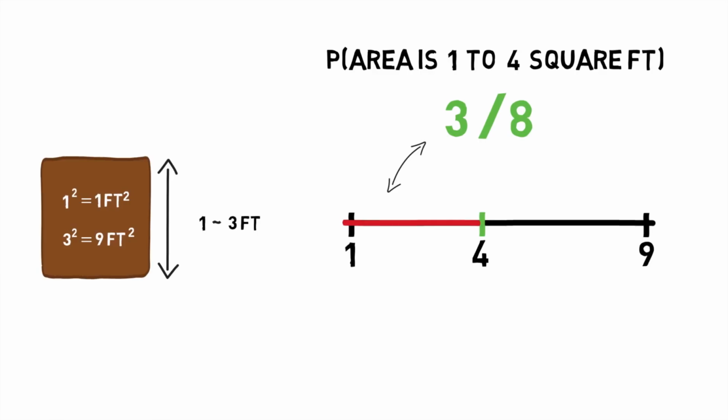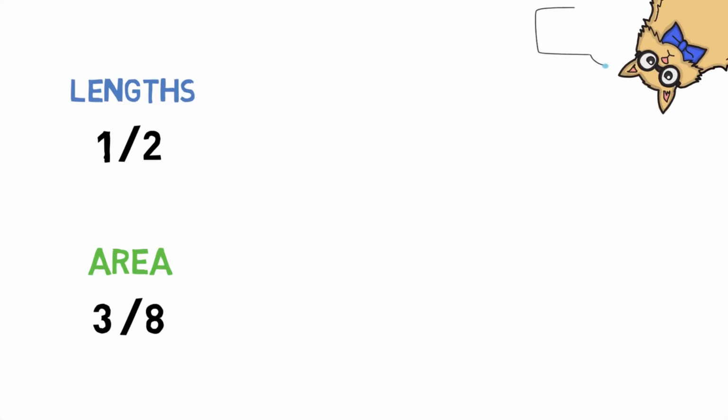Uh-oh, we got two different answers to the same question. When we did the calculation in terms of the lengths of the edges, we got 1/2. When we did it in terms of the area, we got 3/8. So which answer is right? At this point, you might be thinking we screwed up the arithmetic somewhere in there. But the arithmetic is fine. Go back and check as many times as you want. You won't find any errors in the calculations.